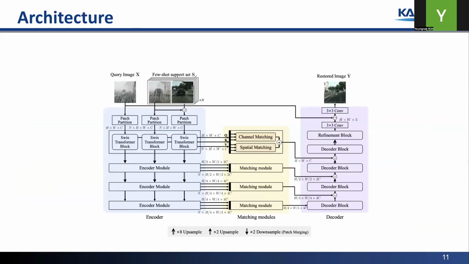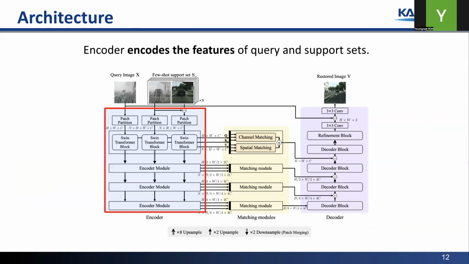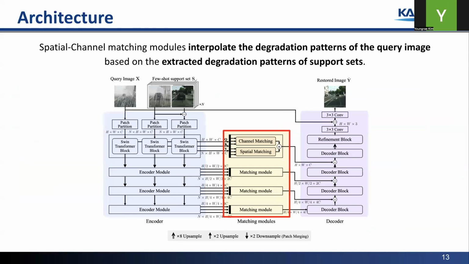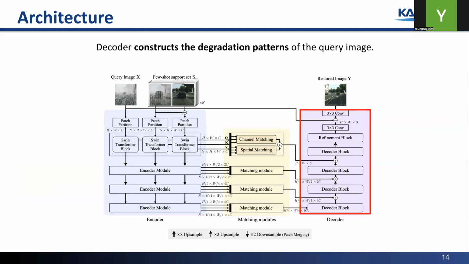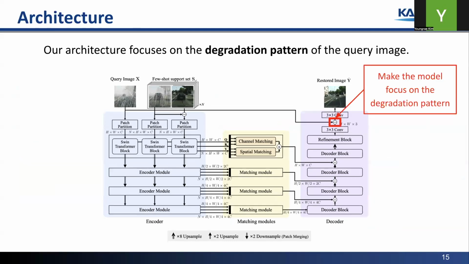This diagram illustrates the architecture of our method. The architecture consists of an encoder, matching modules, and a decoder. First, the encoder processes the query image and the support set. In the matching module, the degradation pattern of the query image is interpolated from the degradation patterns extracted from the support set. Finally, the decoder constructs the degradation pattern of the query image generated by the matching modules. By subtracting the constructed degradation pattern from the degraded query image, the restored query image is generated. As a result, our model focuses on degradation pattern of the data.